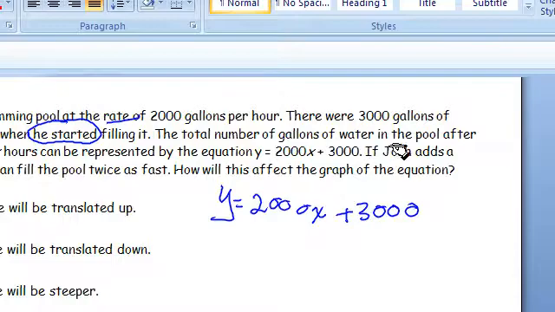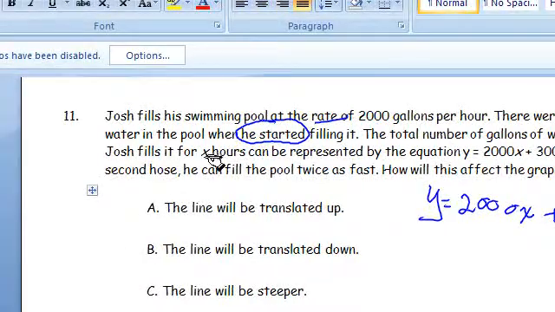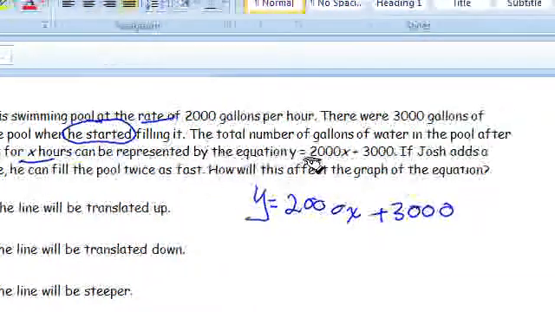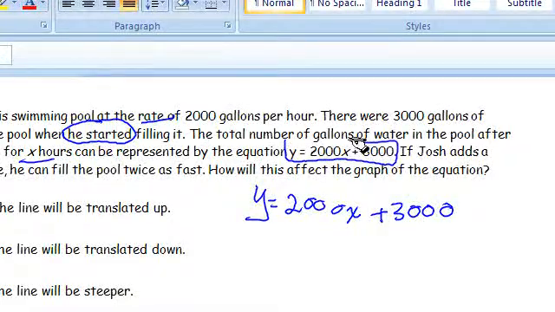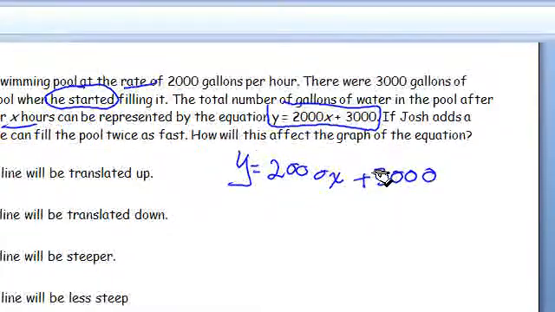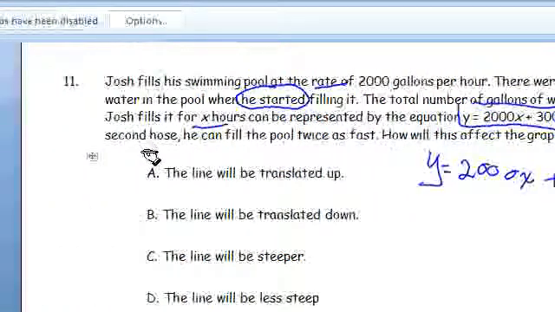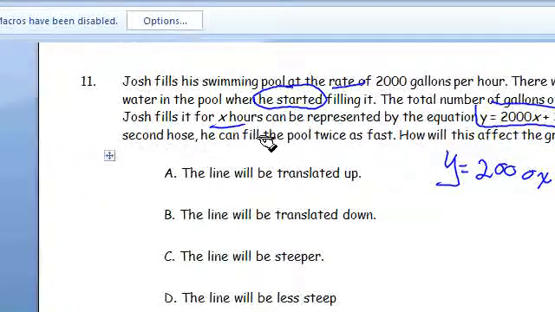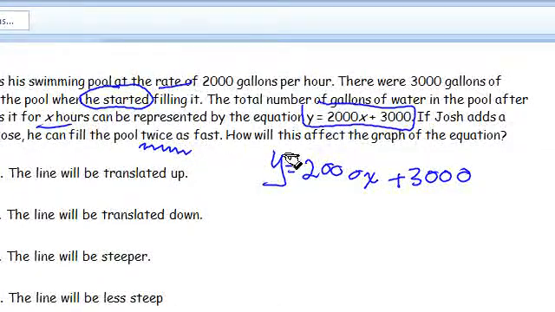Total number of gallons of water in the pool after Josh fills it for x hours can be represented by the equation y equals 2,000x plus 3,000. Well, what do you know? That's what we already came up with. If Josh adds a second hose, he can fill the pool twice as fast. So he's going to double the rate.